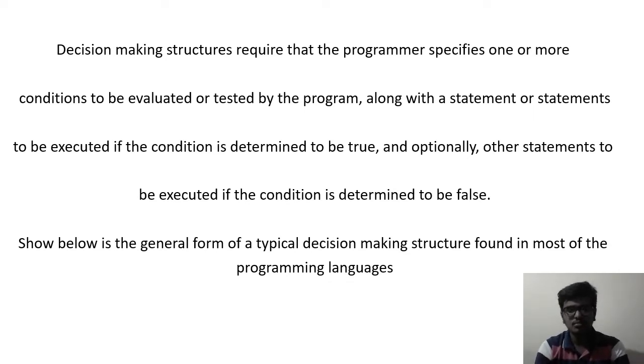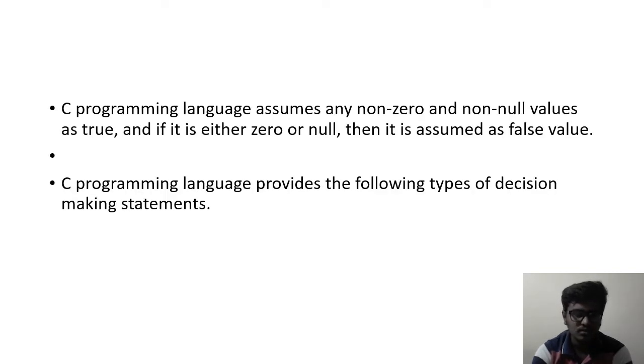So, decision-making structures require the programmer to specify one or more conditions to be evaluated or tested by the program, along with the statement or statements to be executed if the condition is determined to be true, and other statements to be executed if the condition is determined to be false. The C programming language assumes any non-zero and non-null value as true, and if it is zero or null, then it is assumed as a false value.